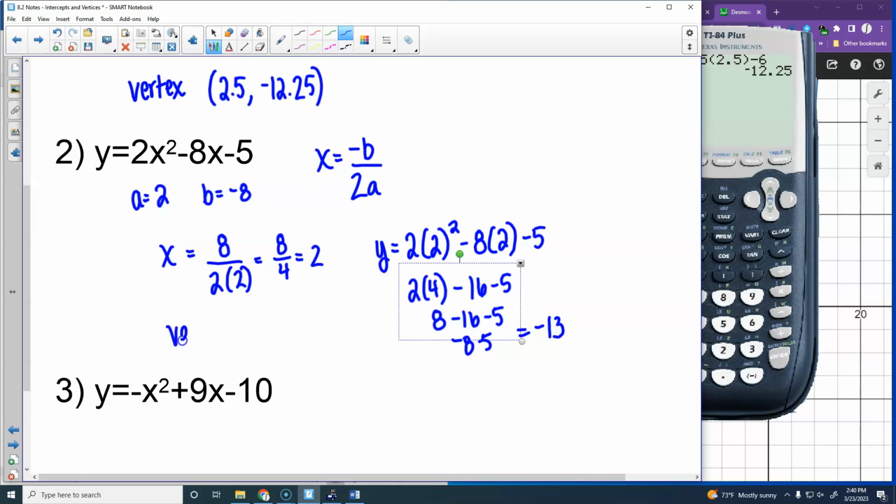So my vertex is 2, negative 13. Here's a question for you. Is that vertex going to be a maximum point or a minimum point? Okay, how do you know it is a minimum, Isabella?